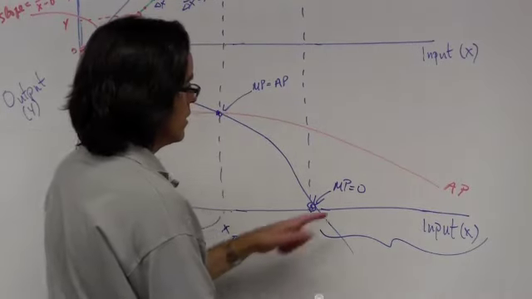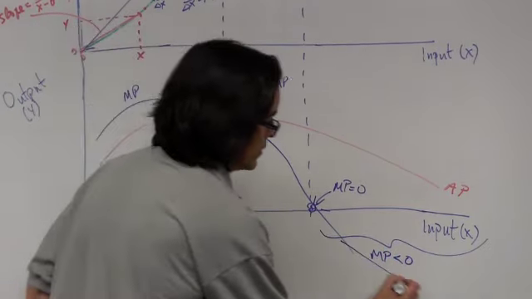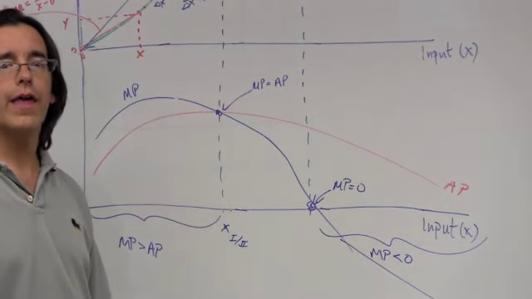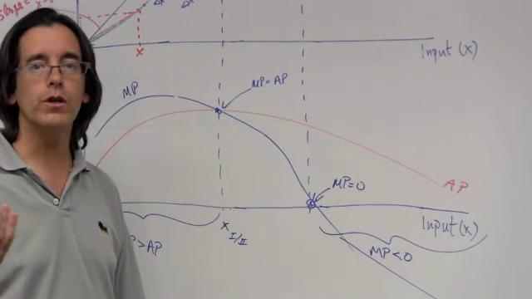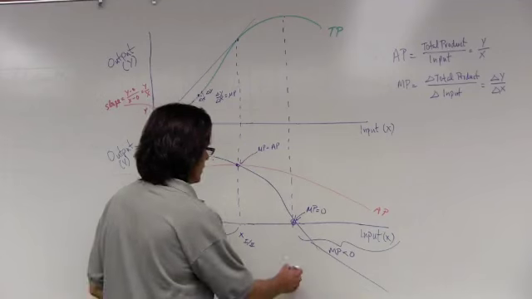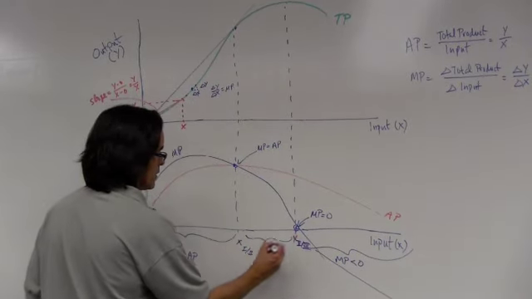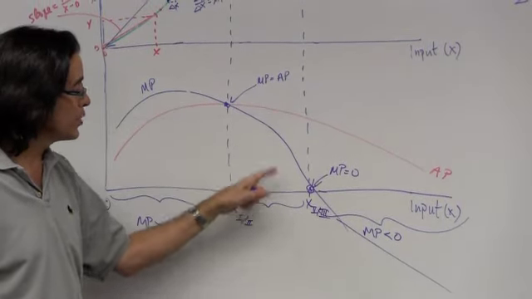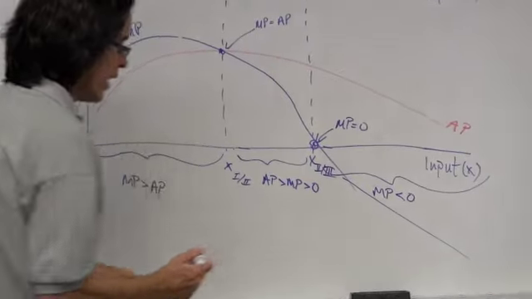In this range, we notice that marginal product is less than zero. So if we just continue this along, that means your marginal product is negative. And if we thought about the interpretation, that's saying as you add another unit of input, the change in output is negative. So you add more input, output falls, and that's what we're seeing along here. So we'll just say this is x2/3. And so that leaves this range here where average product is greater than marginal product, but marginal product is greater than zero.